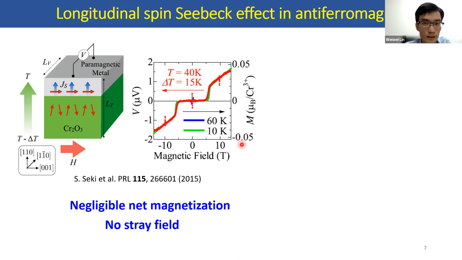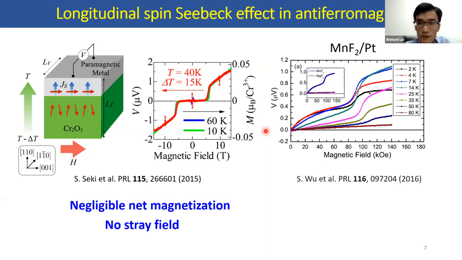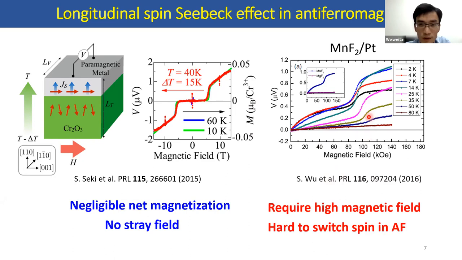Spin Seebeck effect is also observed in magnetic fluoride and platinum structures. We can also see that with increased field, we can measure a longitudinal spin Seebeck voltage, but it requires a high magnetic field, above several tesla. And it's very hard to switch the spin in such an antiferromagnet.